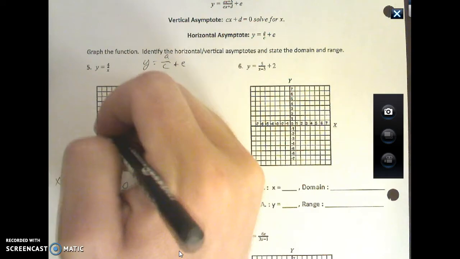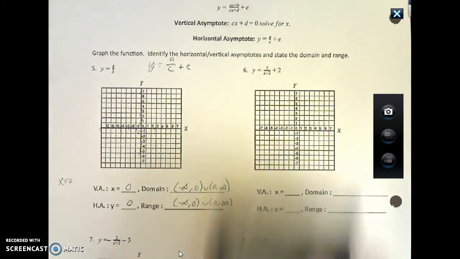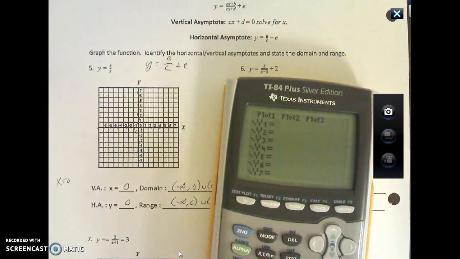Okay, so what that looks like is it goes across this way, goes down this way. If you guys want to grab colored pencils and stuff like that, I'm totally cool with it. It's your call. Otherwise, you're all right. 4 over x.